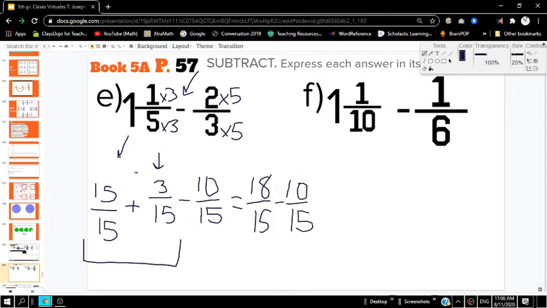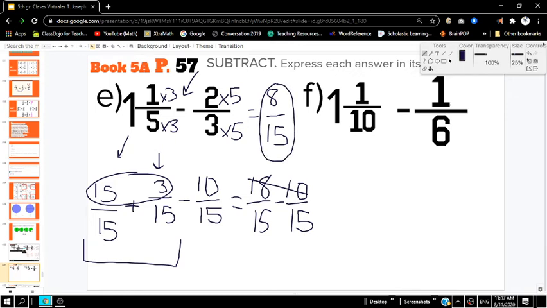You'll see how I just added 15 plus 3. 18 minus 10 equals 8. And 15 is my denominator. So 8/15 is my final answer.